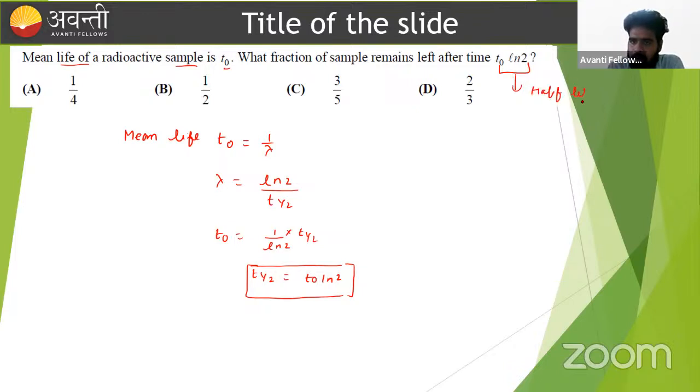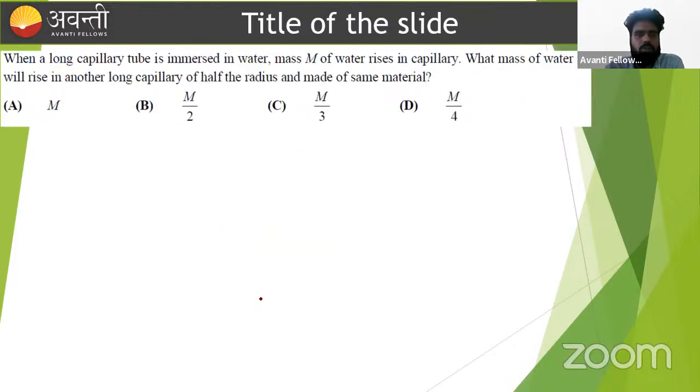If this is the half-life period, then what is the meaning of this? Half of the sample has decayed. So what is the answer here? If half of the sample has decayed, what is the remaining portion? That is half. So the fraction is 1 by 2. I hope we understand, because we have to understand the half-life period: half the amount has decayed. On that basis, this is the particular time where the sample has decayed to half of its amount. Let's move to the next question.